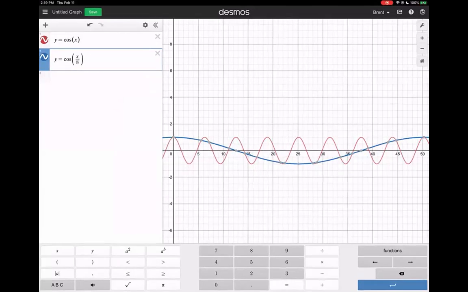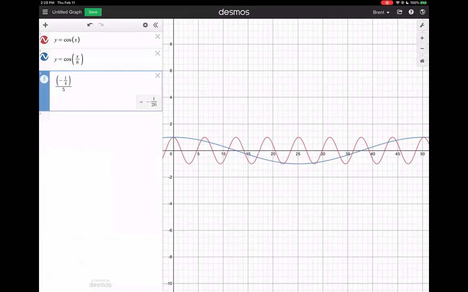I'm actually just going to put it in as a fraction. The numerator, since it's two fractions, I'll put in parentheses: negative 1 pi divided by 4. I'm going to write it like that. And then we divide that by 5. As a fraction, that's negative 1 over 20.